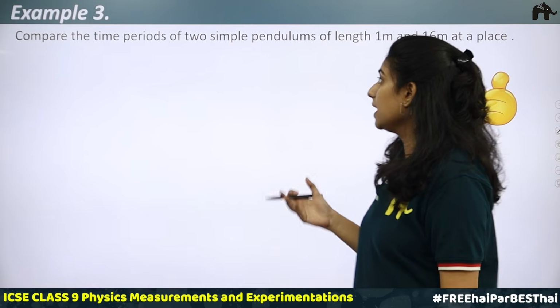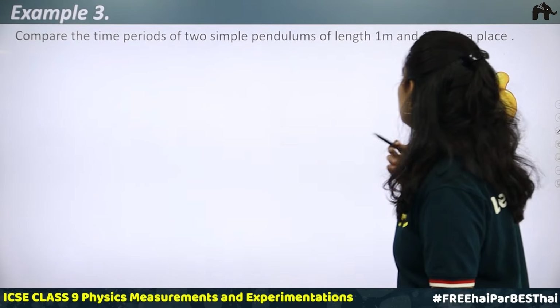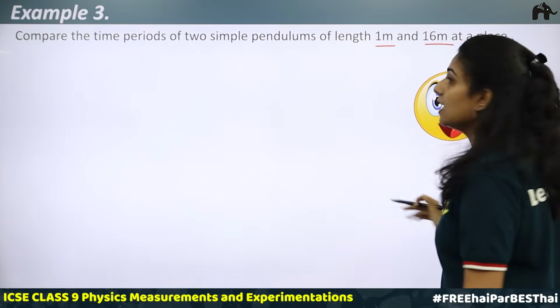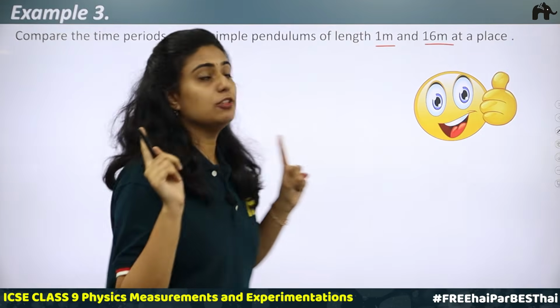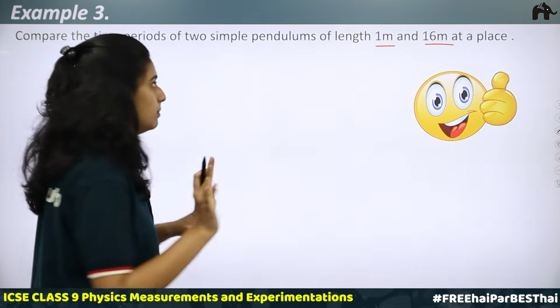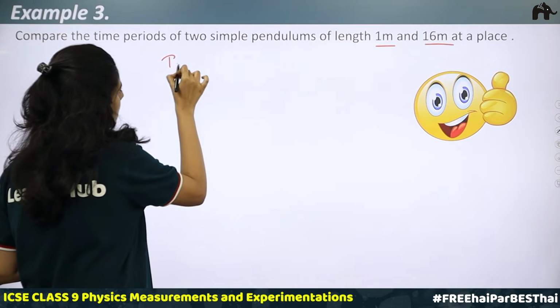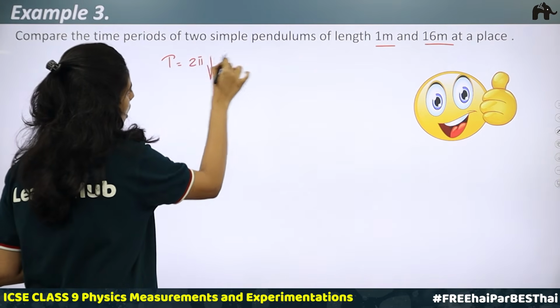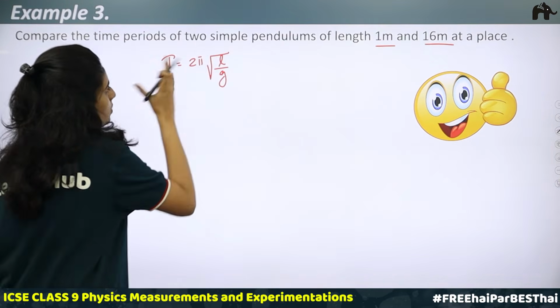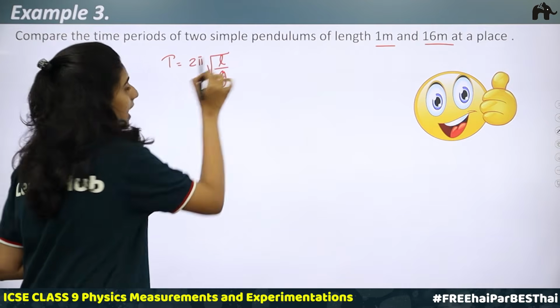Third example, compare the time periods of two simple pendulums of length 1 meter and 16 meter at the same place. So therefore, the acceleration due to gravity will be the same. So we know that time period T is equal to 2 pi root of L by G. How is time period dependent on L?